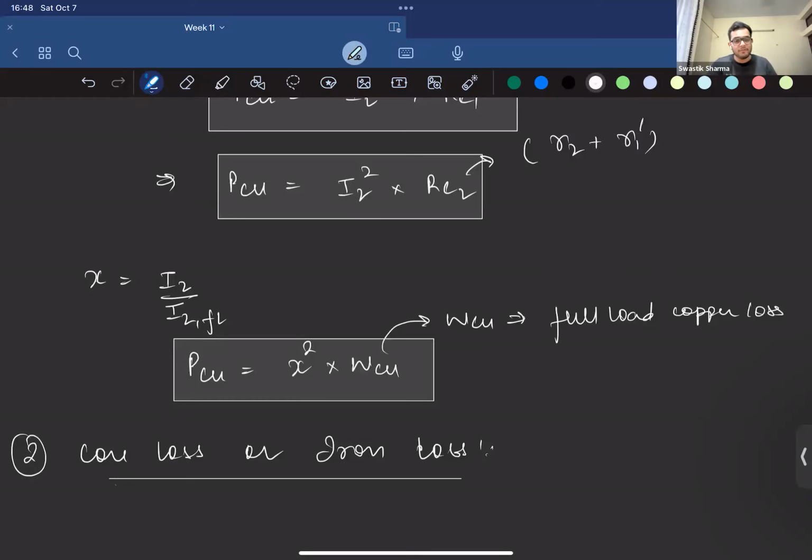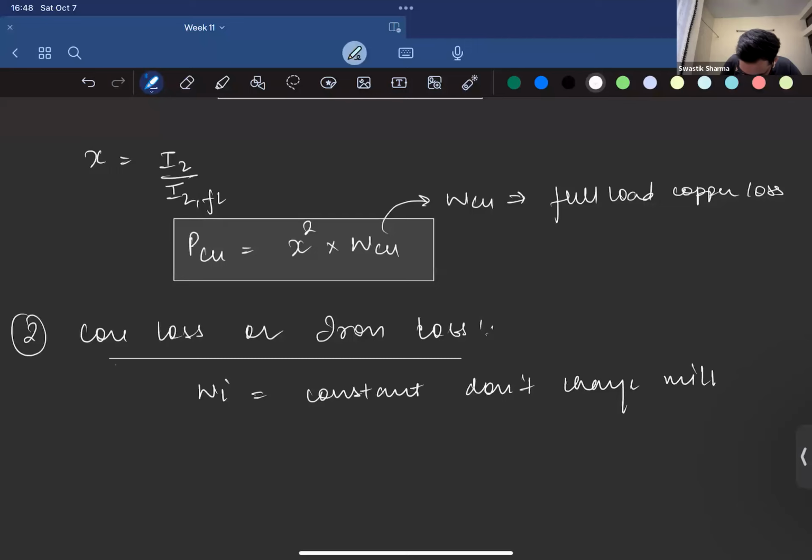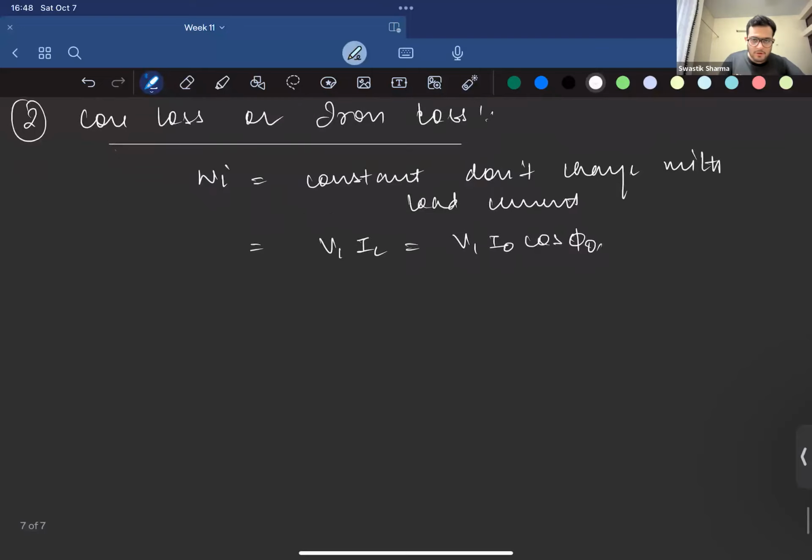So as I told you, I naught will be set up in the transformer irrespective of whether it's on load or no load, right? We know because I naught is needed to set up that flux. So the iron loss or core loss stay put, for example, they stay constant, they don't change. Generally we write it like V1 times IC, or V1 times I naught cos phi. Always remember this.